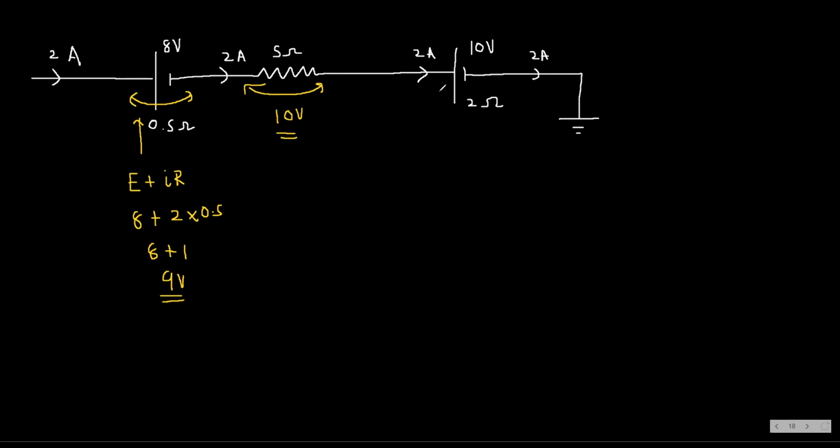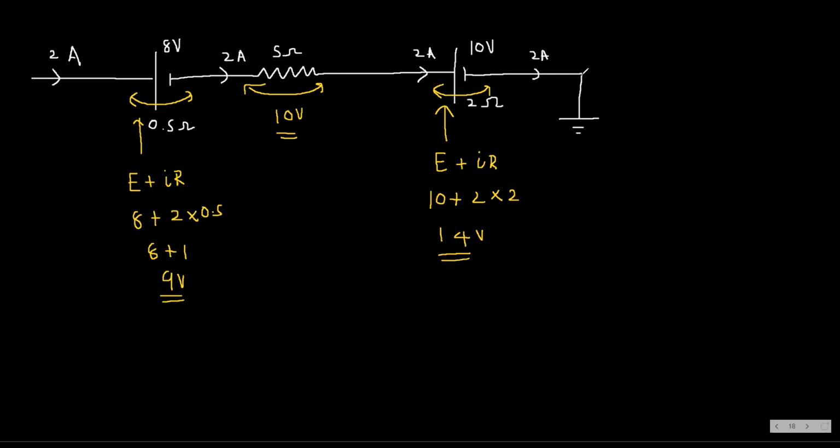Now, Sobana, tell me what is the voltage in this one? Is it E plus IR or E minus IR? E plus IR. So, E is 10, I is 2, and R is 2, and this one is 14. Am I correct? Is it clear?